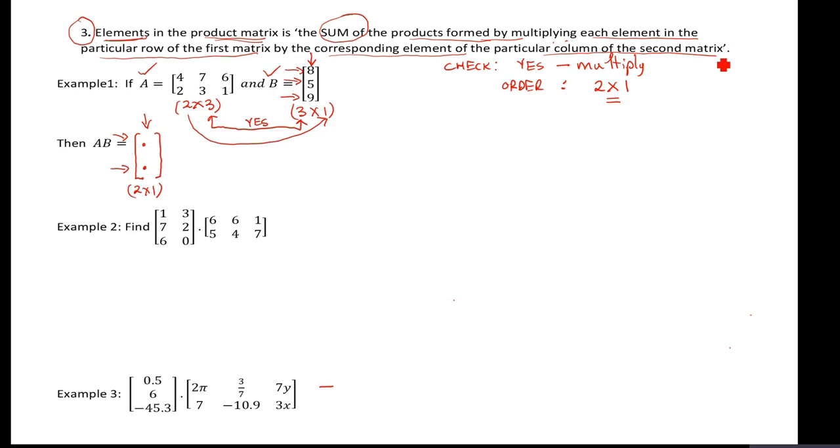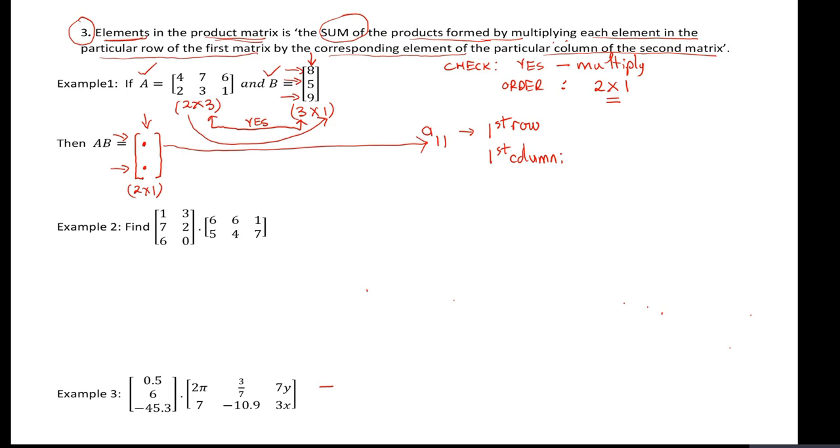To find out the first element there, I'm going to show you how to obtain that first element. That first element comes from the first row, 1. In other words, it's an A11, which is first row, first column.